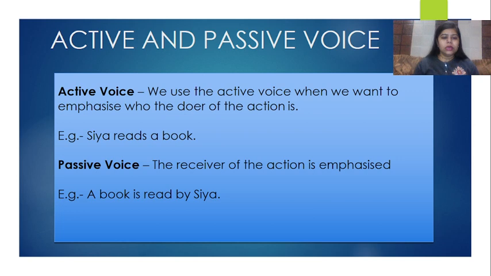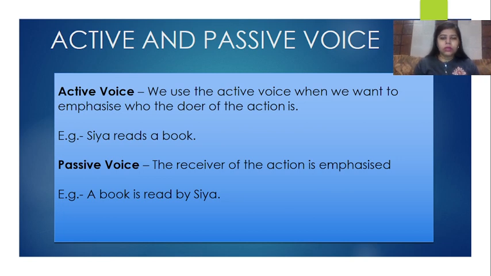For instance, Sia reads a book. So who reads a book? Sia. So we want to emphasize the subject who is the doer, so we make the sentence in active voice. And whenever we just want to emphasize the receiver of the action, for example, a book is read by Sia. Here you can see I'm emphasizing the book, right? So that is an object. So the object is emphasized here. A book is read by Sia, right?